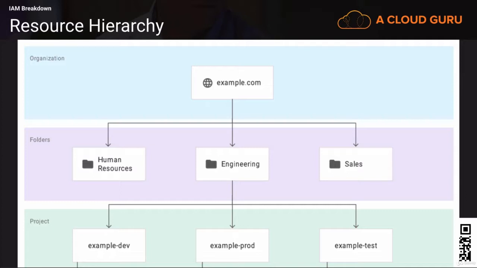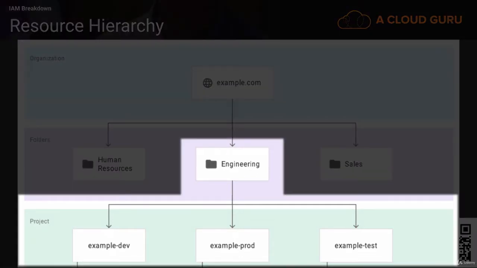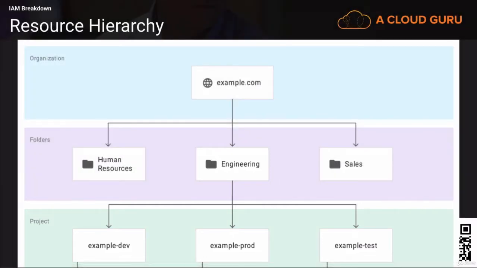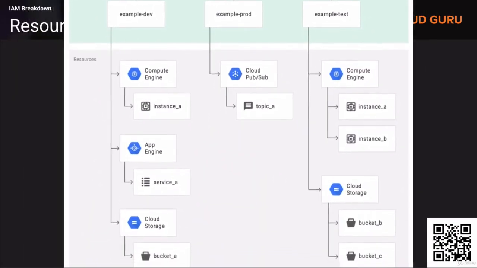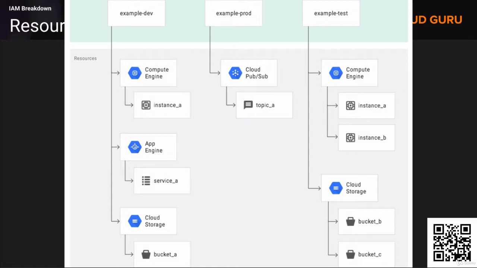Now, I'm sure that HR and sales have projects as well, but in this case, we're only seeing the projects for engineering, those being example dev, example prod, and example test. Now, that can be a pretty normal way to structure your projects, to have one for dev, one for test, and one for prod. But the odd thing about this example that Google gives is that the resources inside of those projects don't look like you would expect them to look if this really were for dev, test, and prod.